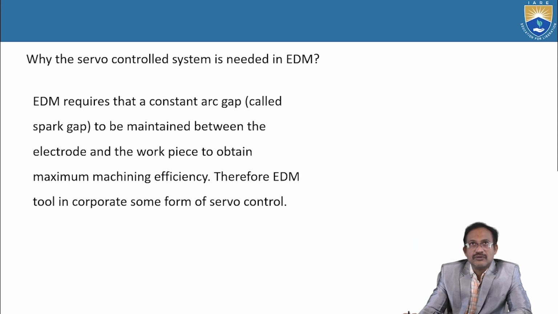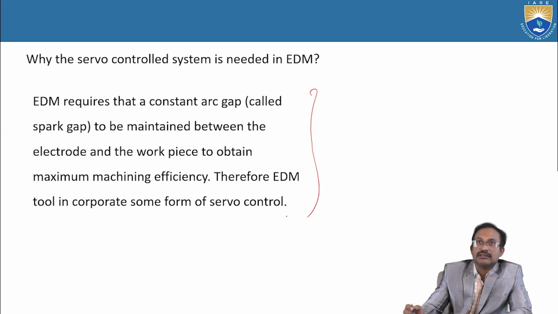Why is the servo control system needed in electrode discharge machine? The reason is this one. EDM requires that a constant arc gap, called spark gap, be maintained between the electrode and workpiece to obtain maximum machining efficiency. Therefore EDM tools incorporate some form of servo control.